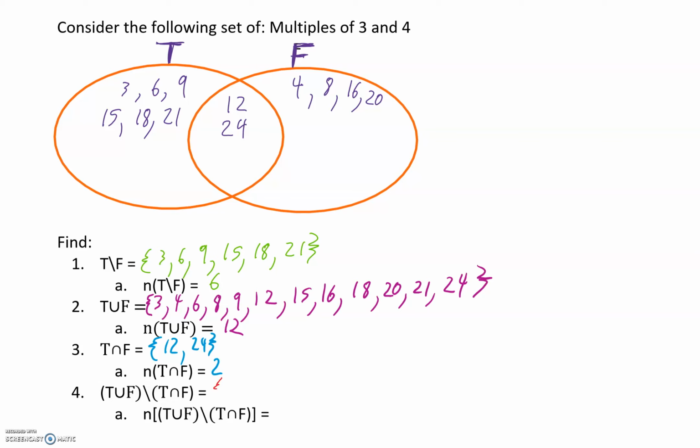Okay, and then our last one is the union, but not including the intersection. So still going to take a little while, but basically 3, 4, 6, 8, 9, not 12, 15, 16, 18, 20, 21, not 24. I guess I can finish that like this. Not 24. So it is 10 is the number in between.